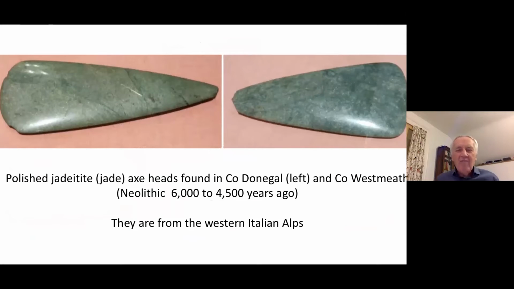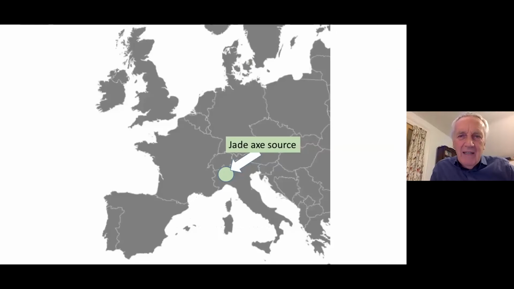Right, now I'm going to turn to a very different metamorphic rock, four examples of which have been found in Ireland that I know of, that are in the National Museum. Here's two of them. They are polished jade. Technically the name is jadeite, a rock made of jadeite, but commonly referred to as jade. These beautiful polished green axe heads, one from County Donegal and one from County Westmeath, were made in the Western Italian Alps. That's where they were found, and that's where they were made, down here.